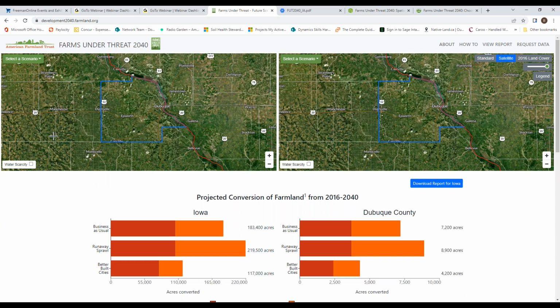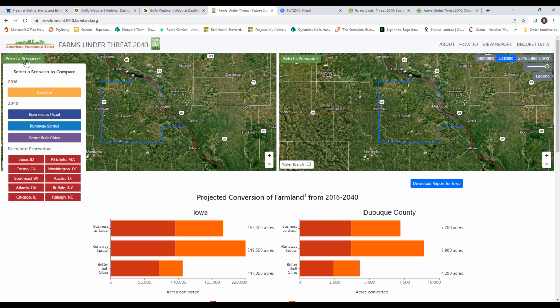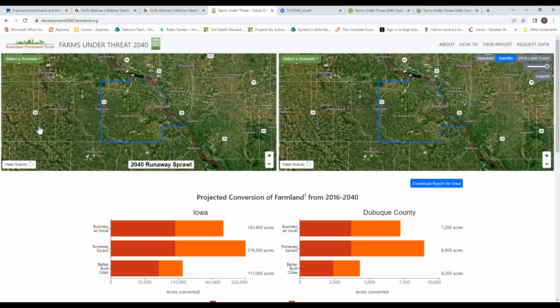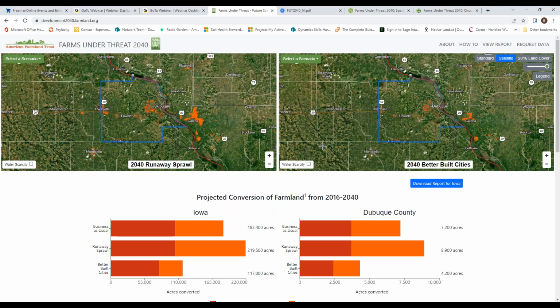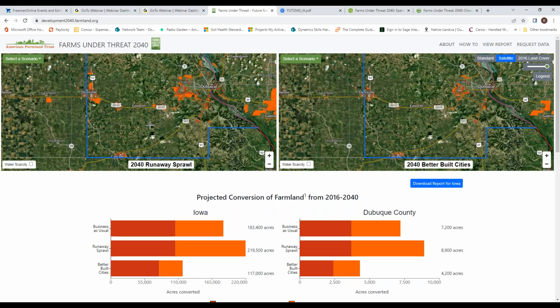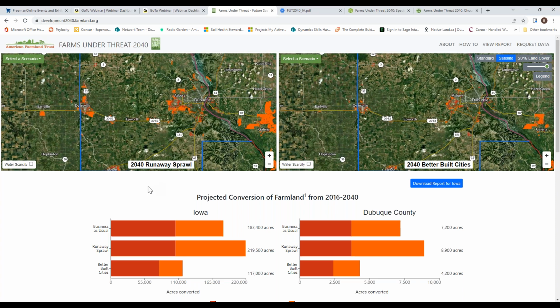So we have the ability to choose different scenarios. And so Beth, let's go ahead on the left. Let's pick that runaway sprawl using that drop-down button. We'll have runaway sprawl on the left. And then on the right, we'll choose better built cities. And this allows us to contrast, again, that orange and red represent the projected development, and we can see the differences between these 2 scenarios.